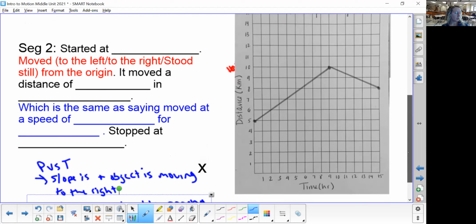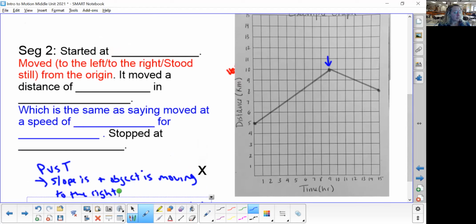So for segment 2, to fully describe this object, wherever it stopped at the last segment is where it's starting for this one. So it's starting at positive 10 kilometers. So just reading the starting point there. It moved either to the left, to the right, or stood still. So you have a negative sloping line here. It is moving toward the origin. It is getting closer because you can see it starts at positive 10 and its ending point is at positive 8. So this is the start for segment 2, the end.